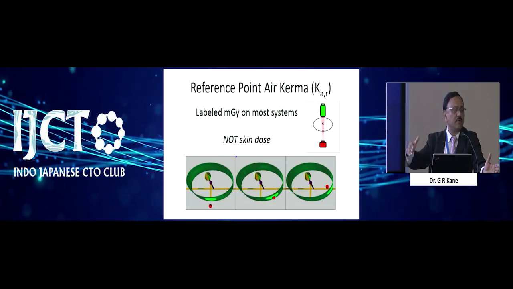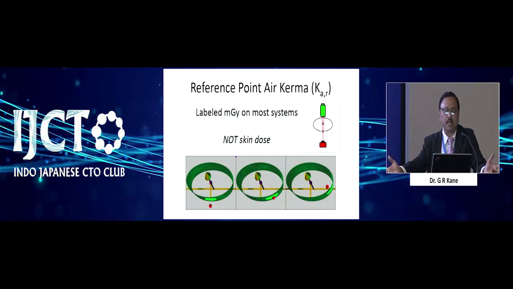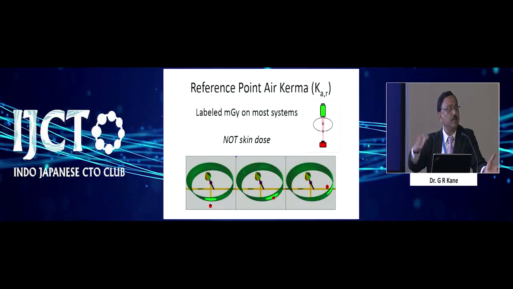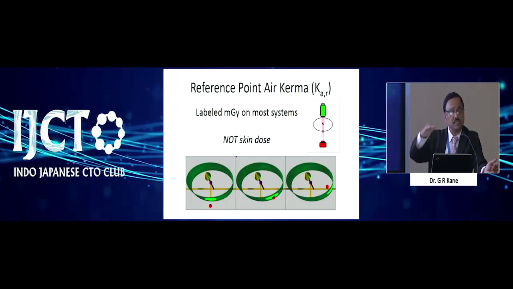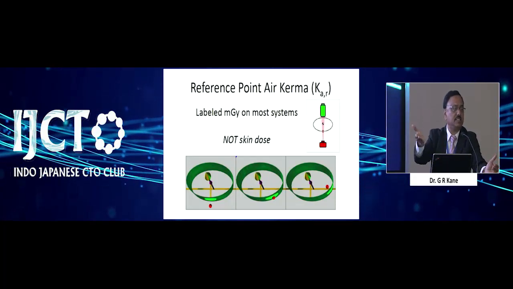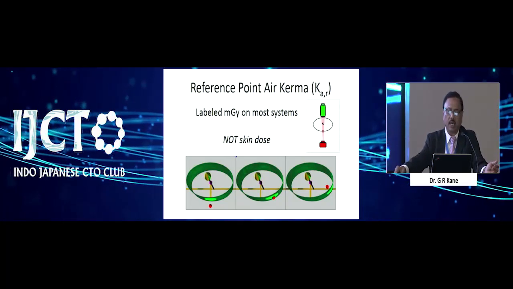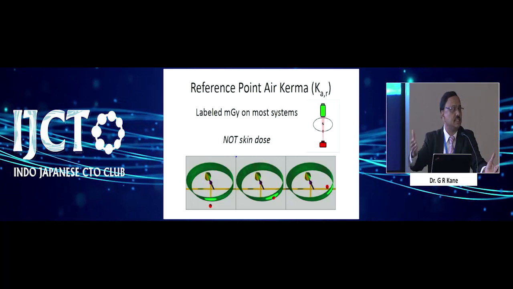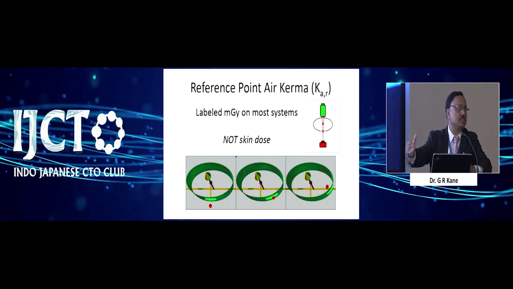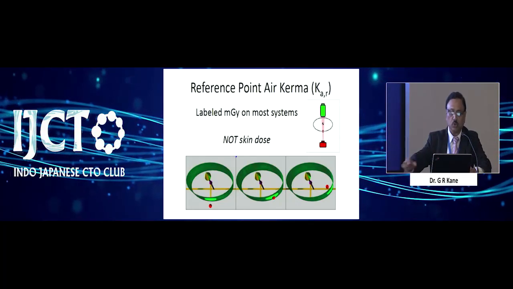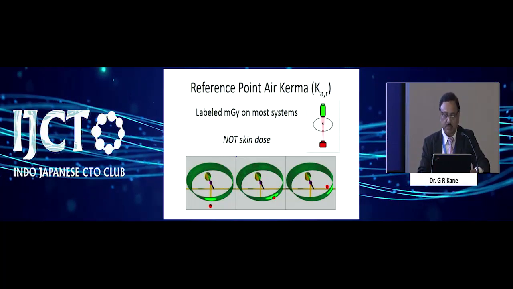Patient dose is nowadays measured by something called air kerma. Kerma means kinetic energy released per unit mass, and that's measured just below the level of the patient. The patient lies down, and it is measured in the air just below the patient's body. That's why it's called air kerma. So it is actually not the skin dose, but very close to the skin dose that the patient is going to receive. You can measure it with equipment, so that's how it is measured.